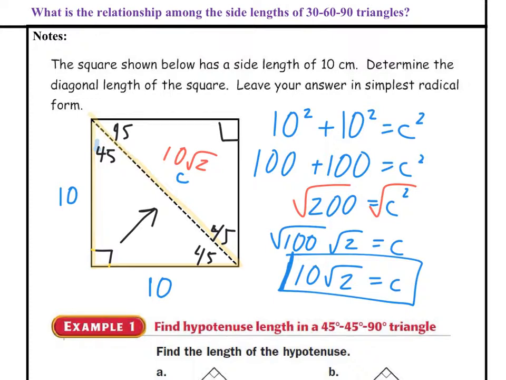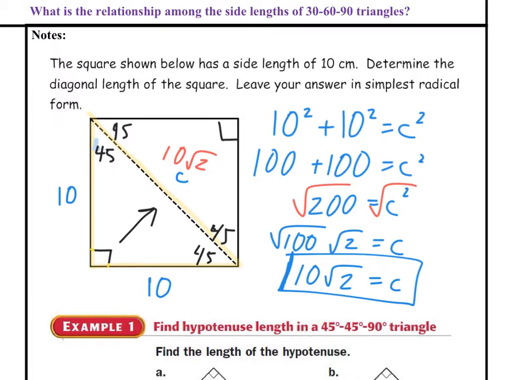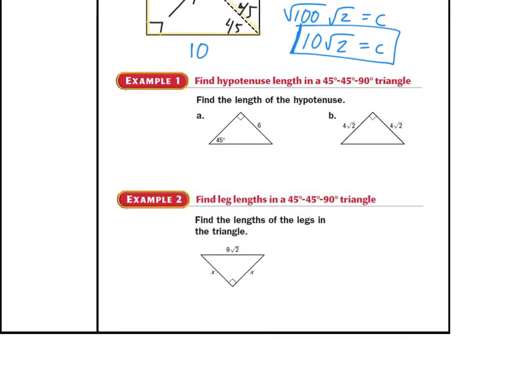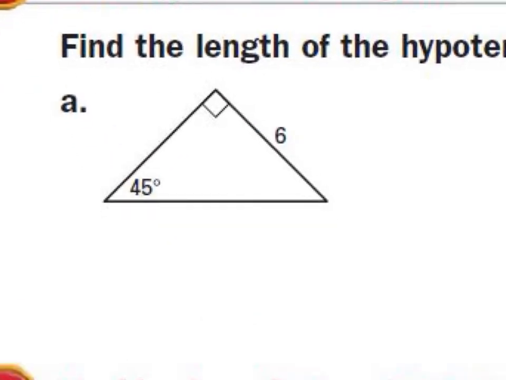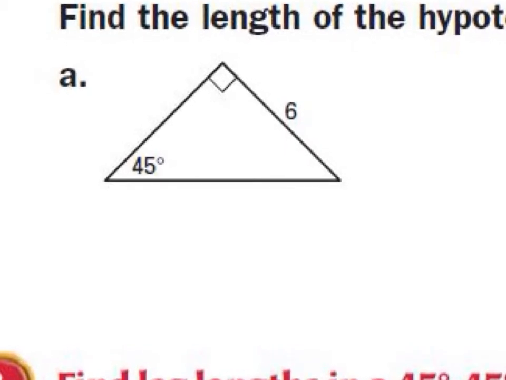So we like this. We're going to jump into some examples. I think you're going to catch on pretty quickly. So if it's 45, 45, 90, so it's an isosceles right triangle, that's always going to be the case. This one, we're finding the length of the hypotenuse. First off, it's isosceles. These two should be the same. So this one is also going to be 6. The two legs are the same, and the hypotenuse gets multiplied by square root of 2. So what's the hypotenuse? 6 root 2.